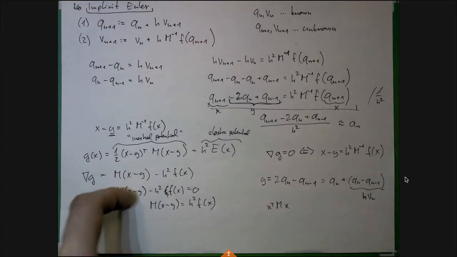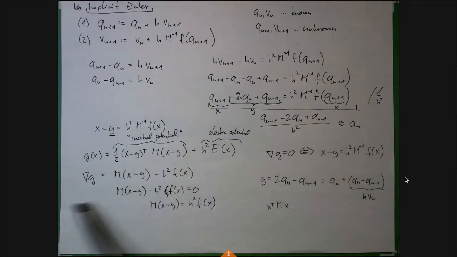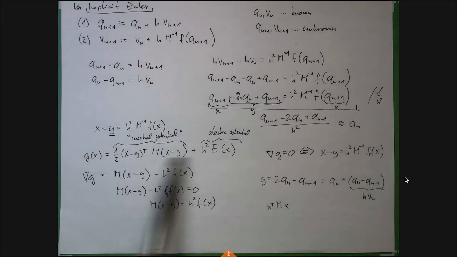And by the way, don't forget that we are just talking about implicit Euler. That's what we are doing here. But that's a very beautiful interpretation of what implicit Euler is actually trying to do, right? And it also tells you why this is more reasonable than explicit Euler.